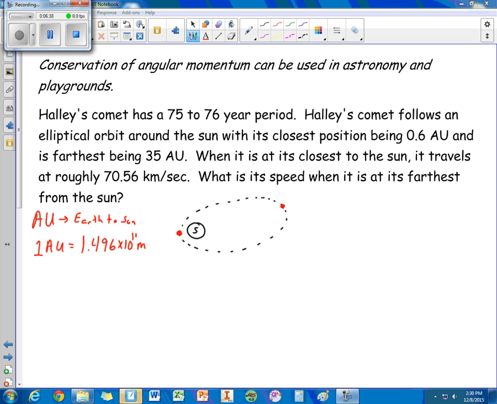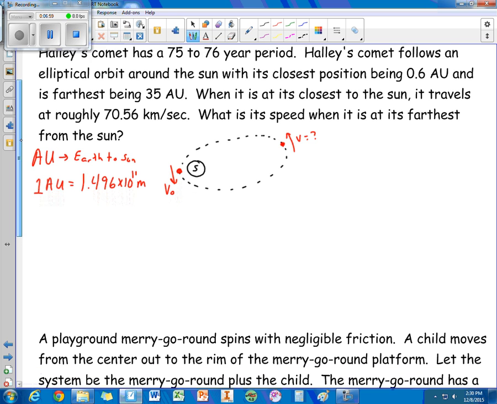When it's closest to the Sun, it's traveling at a linear velocity of 70.56 kilometers per second. And what we want to do is find, so let's say that's a v naught there, its final velocity when it's farthest away from the Sun. All right, so let's take a look at this.